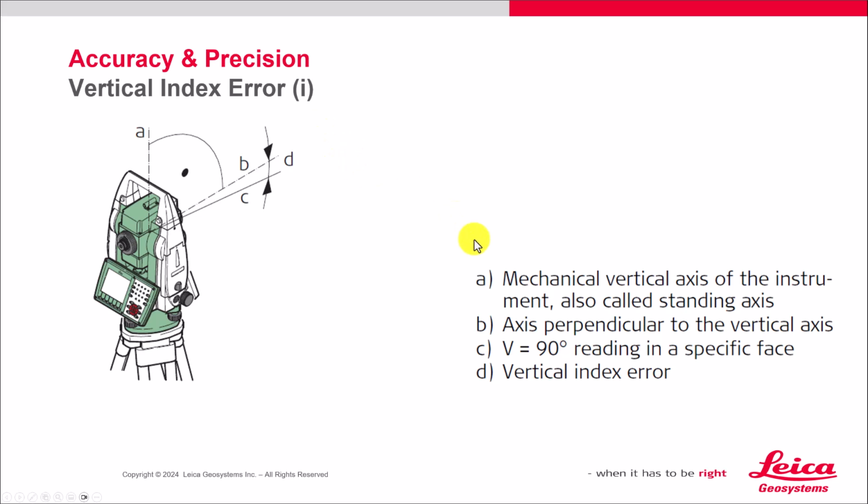Vertical index error. So mechanical vertical axis of the instrument, also called the standing axis. So this is the standing axis. B is the axis perpendicular to the vertical axis, or the standing. And vertical equals 90-degree reading in a specific face. The vertical index error is D. So that's how much it would be out.